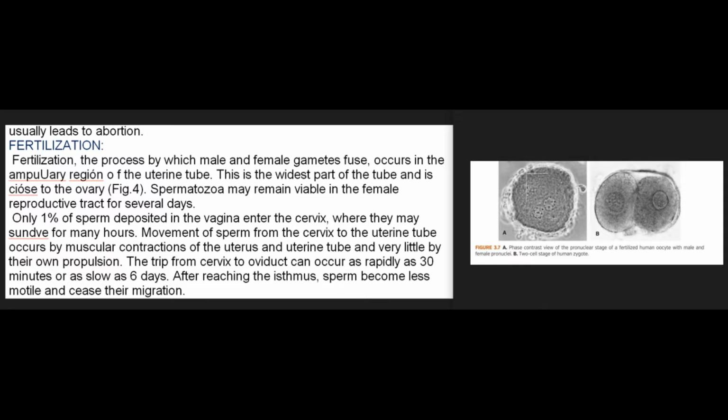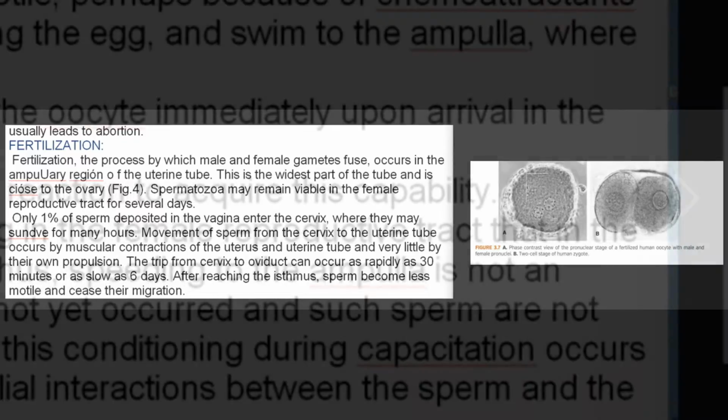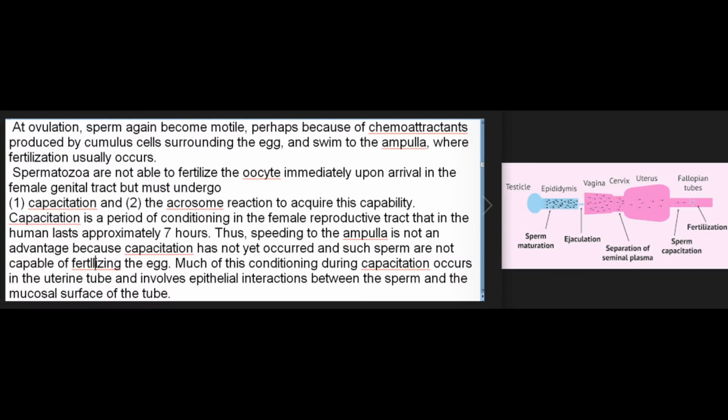Movement of sperm from the cervix to the uterine tube occurs by muscular contractions of the uterus and uterine tube and very little by their own propulsion. The trip from cervix to oviduct can occur as rapidly as 30 minutes or as slow as 6 days. After reaching the isthmus, sperm become less motile and cease their migration. At ovulation, sperm again become motile, perhaps because of chemoattractants produced by cumulus cells surrounding the egg, and swim to the ampulla, where fertilization usually occurs.